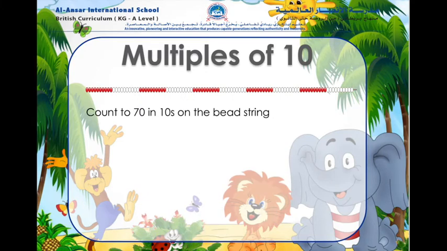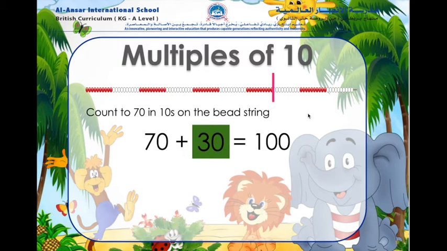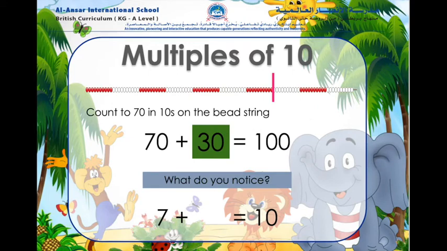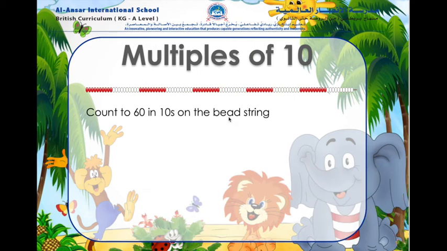Now 70 in tens on the bead string. 10, 20, 30, 40, 50, 60, 70. So we've reached the number 70. So it's the same as saying 70 plus what equals 100? If you've guessed already 30, well done, you're getting the hang of it. 10, 20, 30 is equal to 100. And this is the same as 7 plus 3 is equal to 10. So our answers again will remain the same if we ever swap the numbers around.